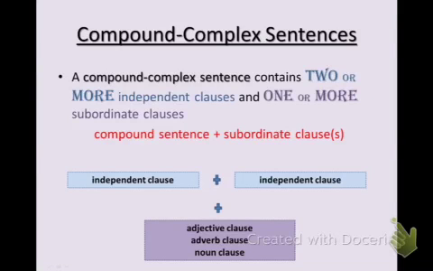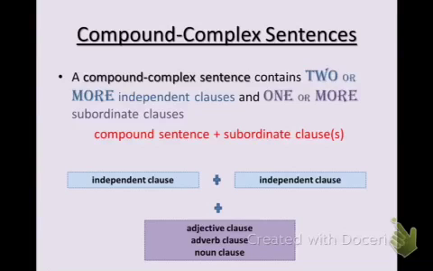As always, we'll go over a definition of the compound complex sentence before we look at some different examples and work through labeling some of them together. A compound complex sentence contains two or more independent clauses and one or more subordinate clauses. So essentially we're taking a compound sentence and adding a subordinate clause, or more than one, to that compound sentence. There's a visual at the bottom of the page just so you can get a better understanding of that as well.